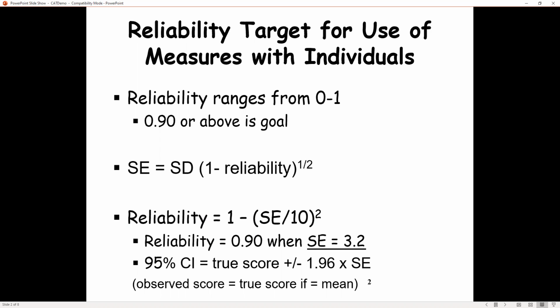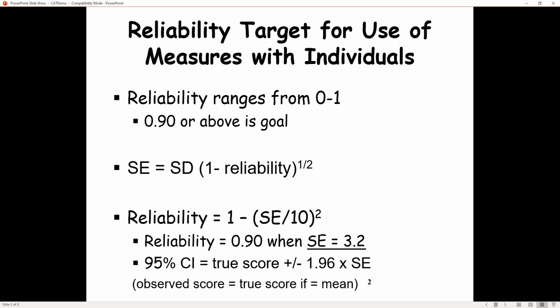So you need high reliability because the confidence interval around an individual score is quite wide if reliability isn't very high. The standard error of measurement can be estimated as the standard deviation times the square root of 1 minus the reliability. And the reliability, when we are reporting on the T-score metric, can be estimated as 1 minus the standard error divided by 10, squared. So the reliability will be 0.90 when the standard error of measurement is 3.2.